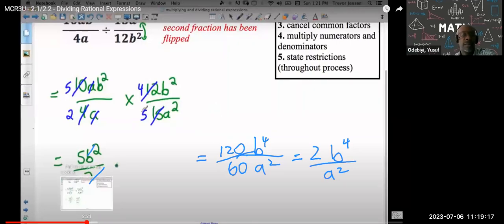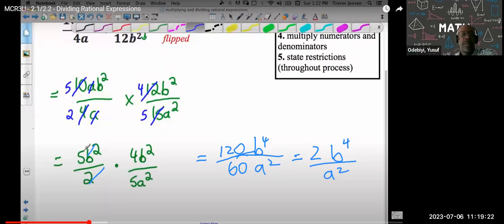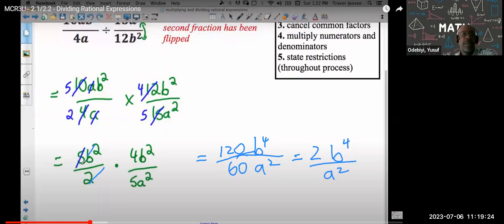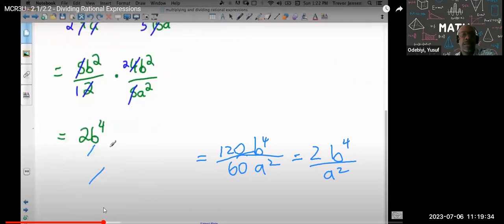Times. Now what we're going to do is look for more canceling that we can do. I can cross cancel these 5s, because keep in mind that 5 is being multiplied by the b squared, so I can cancel that. And this 5 is being multiplied by the a squared, so I can cancel that. You can only cancel things that are being multiplied by everything else in the numerator and the denominator. Now I can multiply it out to 4 over 1 times a squared, which is just a squared. Nothing else I can do. Okay, you see we got the same answer.